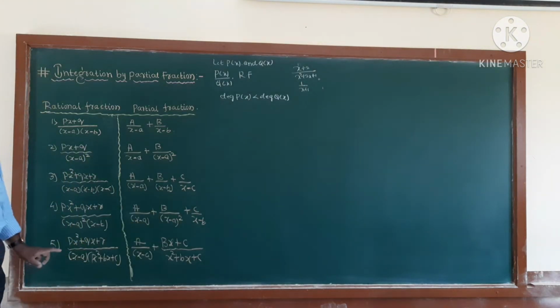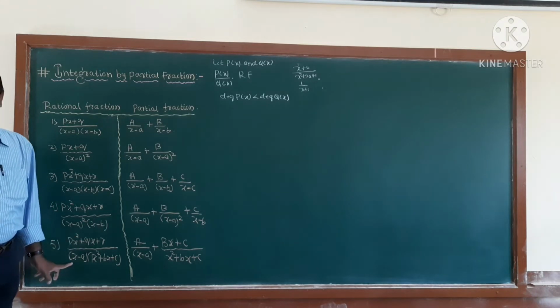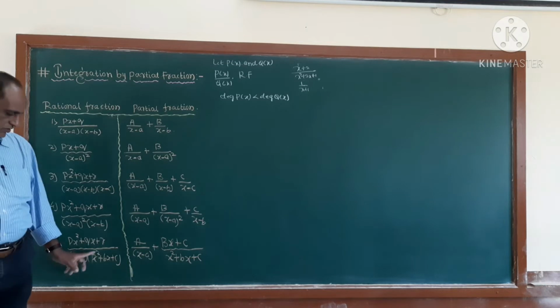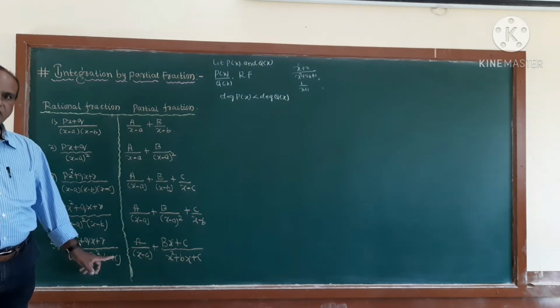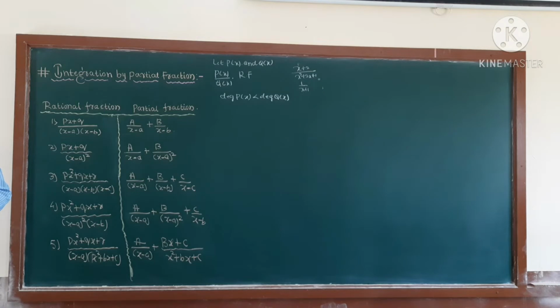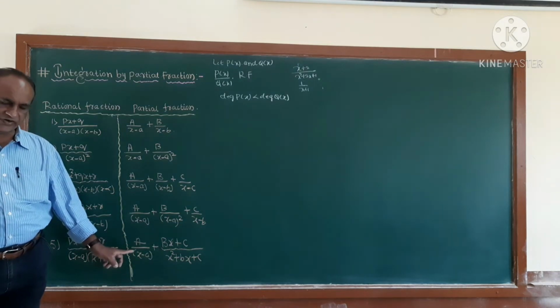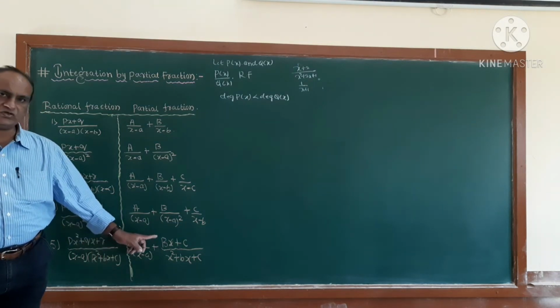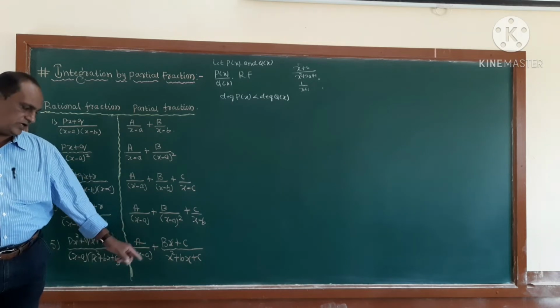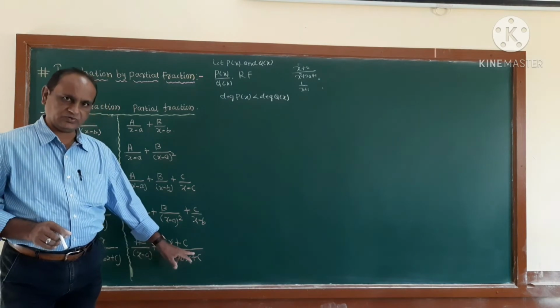Then come to the last one: (px² + qx + r) divided by the first factor, a simple one, (x − a), times (x² + bx + c), which is a quadratic factor. For this type, suppose the partial fraction: A divided by the simple factor (x − a), plus (Bx + C) divided by that quadratic expression x² + bx + c.